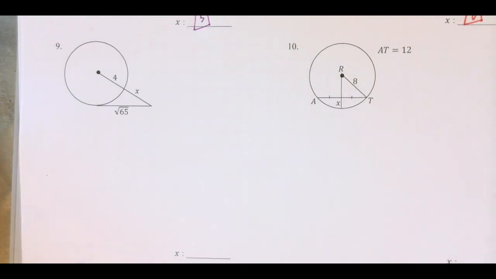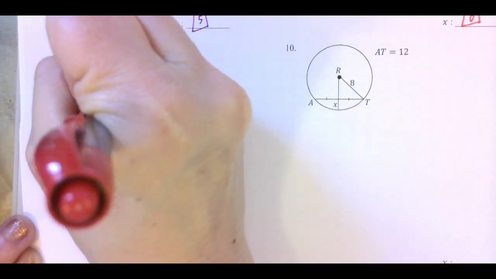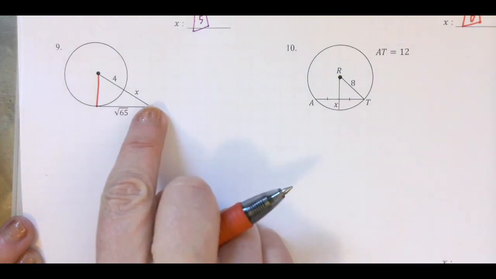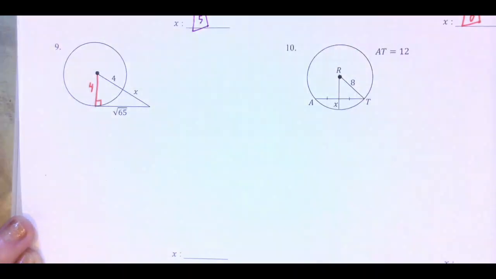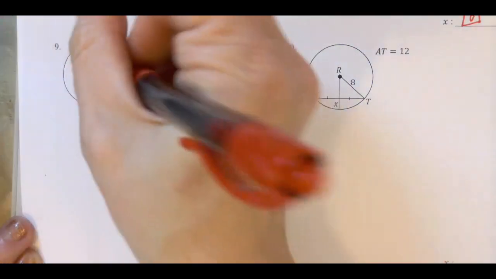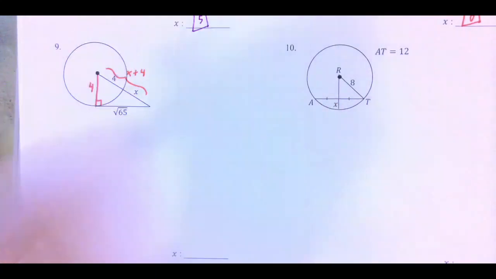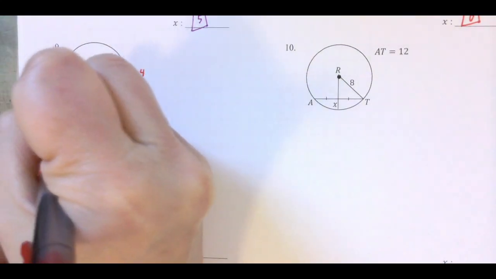So for this one, there's really two ways I could do it. So one way I could do it, let's say that I go like this and I draw in a radius, right? I have a tangent segment here. I have a radius now here, and they run perpendicular. And I know that 4 is a radius, right? I know that this whole hypotenuse has to be x plus 4. So option 1 is seeing that right triangle and using the Pythagorean theorem.